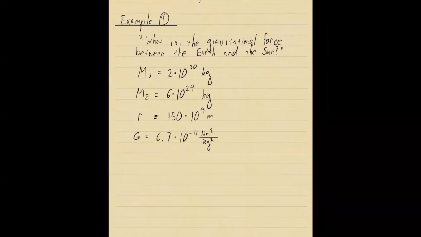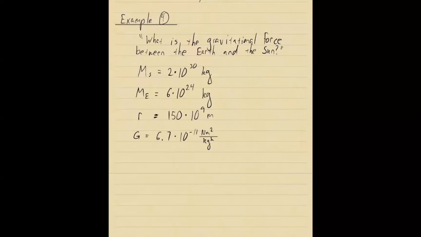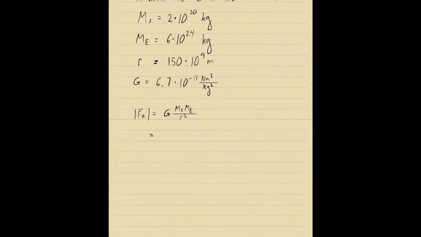All right, so the magnitude of the force between the Earth and the Sun. We're looking for F sub G, which is equal to G times the mass of the Sun times the mass of the Earth divided by the distance between them squared. So we have G, which is 6.7 times 10 to the negative 11 newtons meters squared divided by kilograms squared.